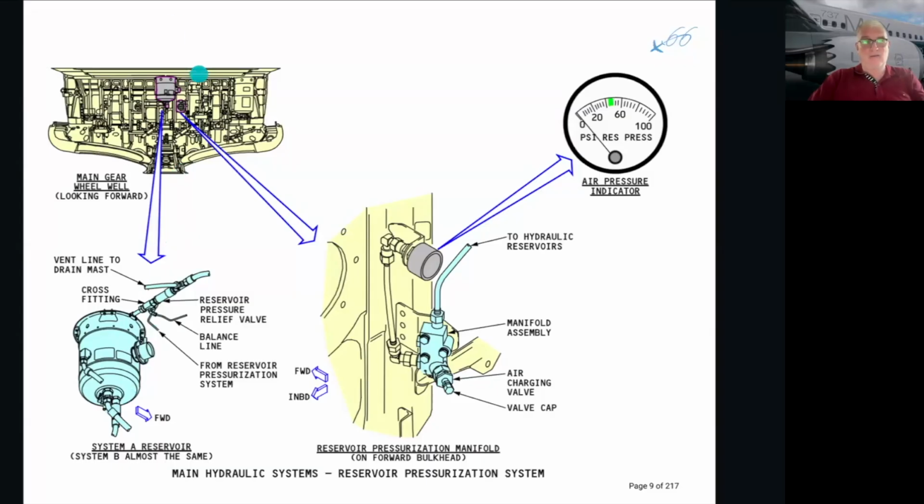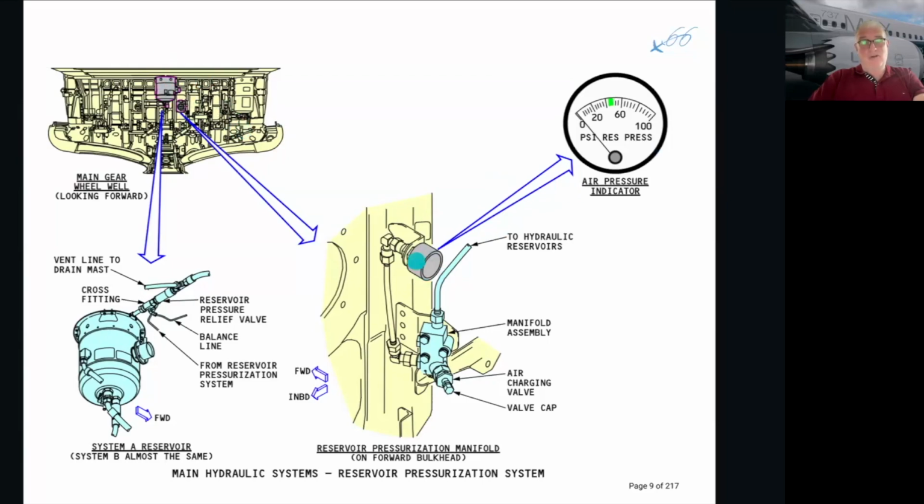We're now looking forward. If you stick your head in the wheel well, see these are the circles where the wheels are. You're in the wheel well now, and you're looking forward, and on the forward spar, this is the wing spar, the wing box, center tank, will be the two reservoirs, system A and system B.